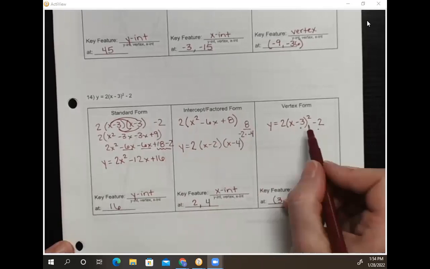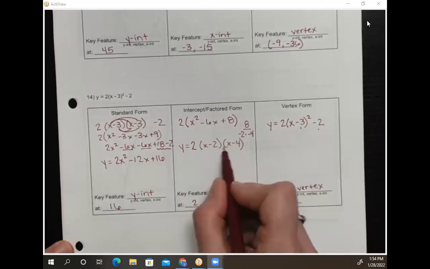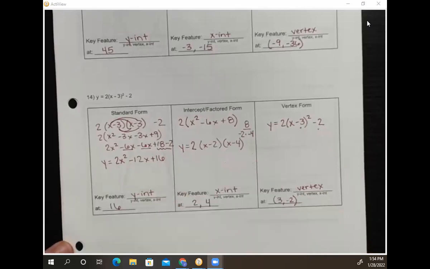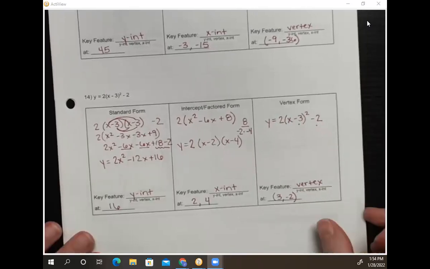Just like with vertex form, we can see the vertex directly from our function. We can see our x-intercepts directly from our function. The 2 in front here doesn't impact how we find our x-intercepts. We have a couple more problems on the next page.